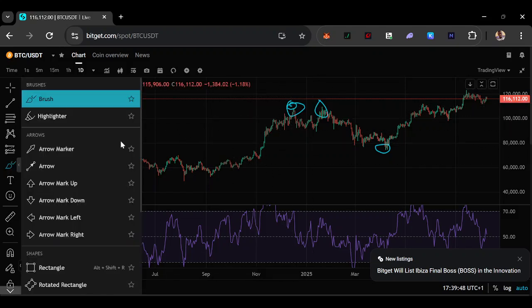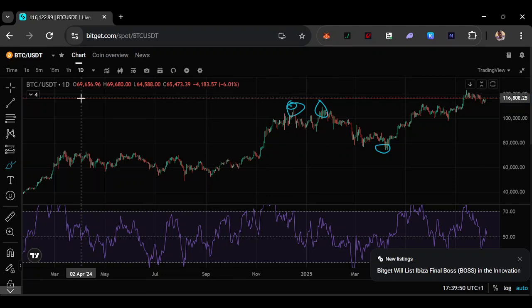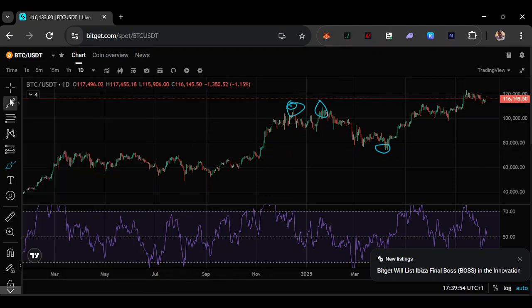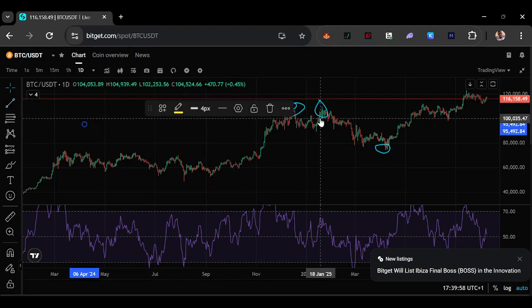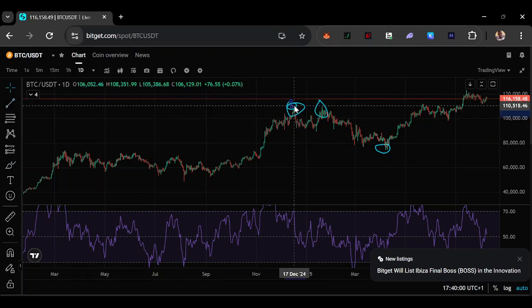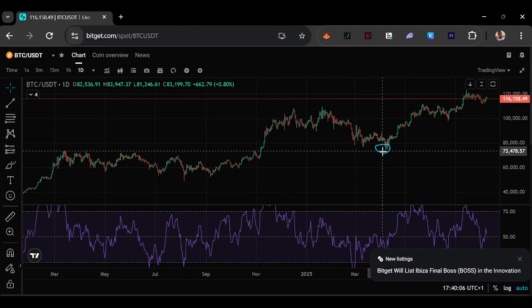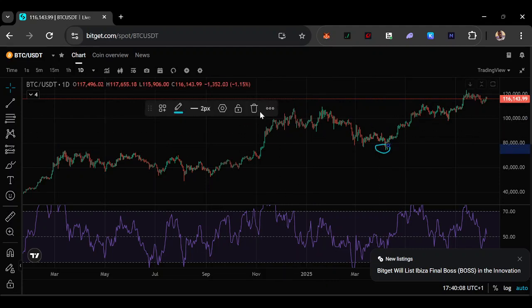Now what I'm going to do is remove this brush once again. I don't need it again. So let me just remove this brush. We remove this. We don't need this. We remove this. We don't need this. We also remove this. We actually don't need it.